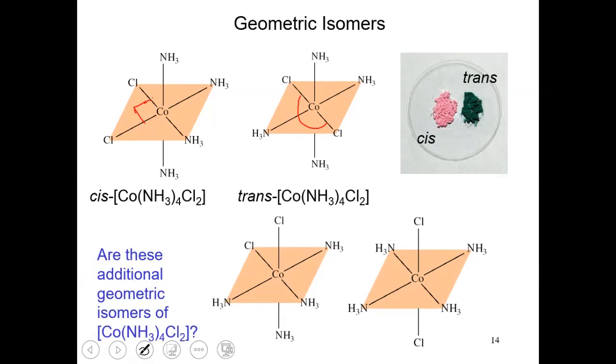Okay, I'm going to give you a little bit of time to process that, to exercise a little bit of your right brain capabilities, perceiving space, and think about it. Are these two different isomers, or are they the same as the ones above, but just from a different perspective?